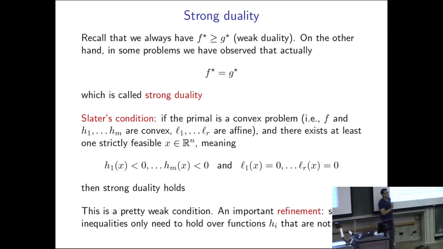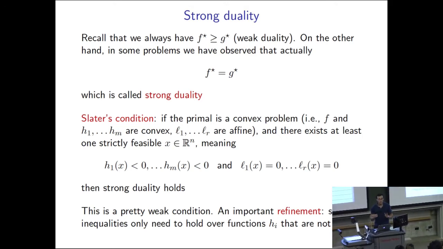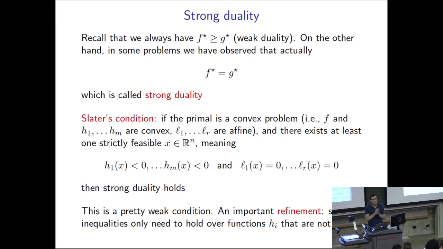Okay, we actually only need strict inequality to hold for the non-affine functions. So if I have affine functions here, I can actually ignore them, and I'm only requiring for the non-affine functions that we can get strict inequalities at one feasible point.